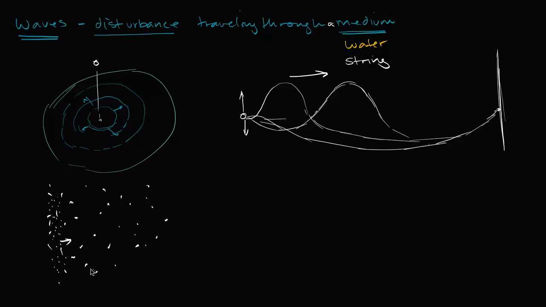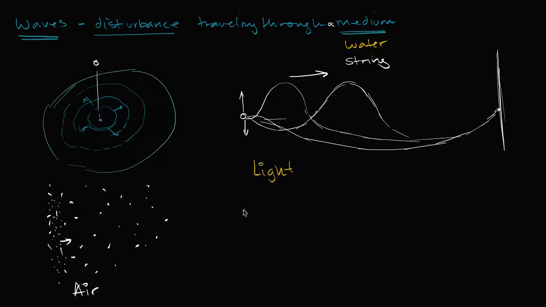In this case, the medium is the air. So now that we've seen some classical notions of waves, let's think about something a little bit more mysterious, and that is the notion of light.